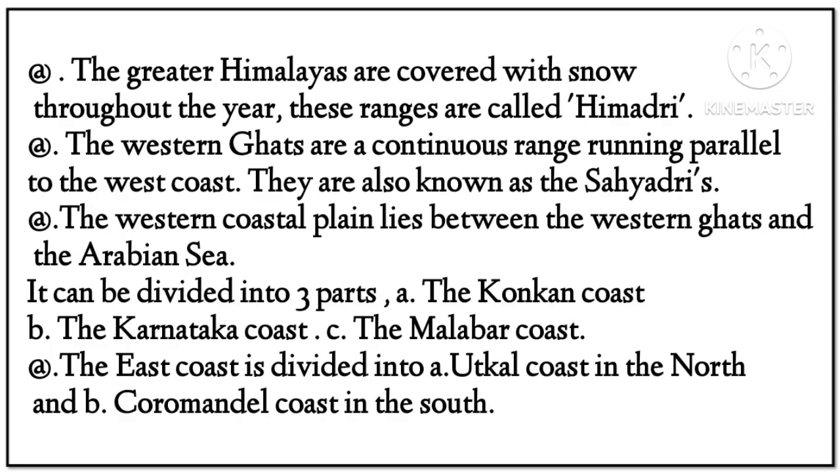The Greater Himalayas are covered with snow throughout the year. These ranges are called Himadri. The Western Ghats are the continuous range running parallel to the west coast. They are also known as the Sahyadri. The western coastal plain lies between the Western Ghats and the Arabian Sea. It can be divided into three parts: Konkan, Karnataka and Malabar coast. The east coast is divided into Utkal in the north and Coromandel coast in the south. Utkal is known as the Northern Circars.